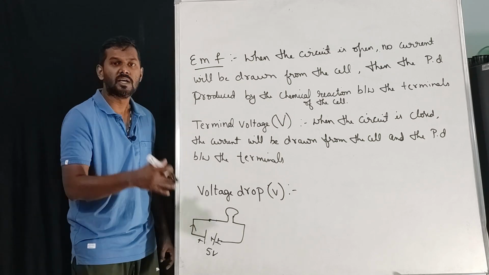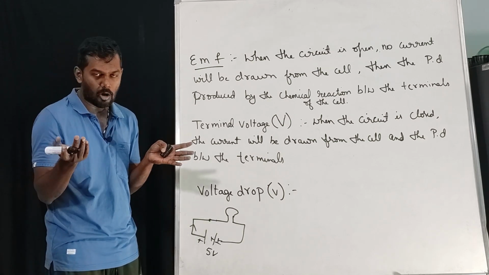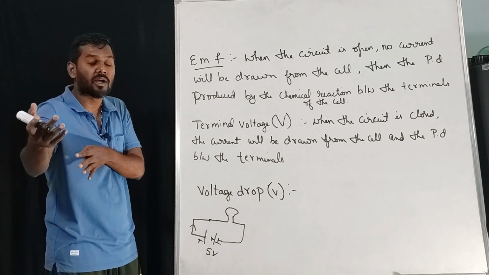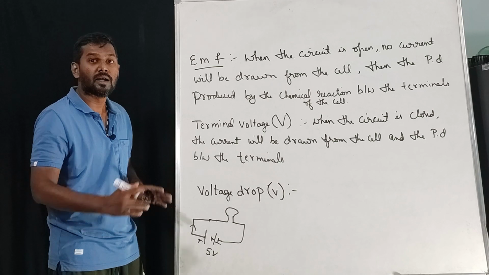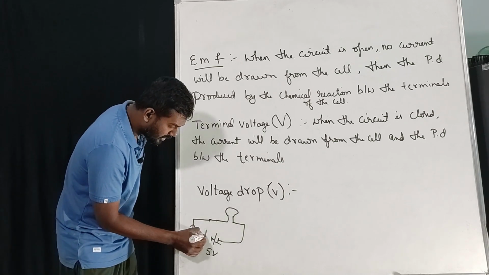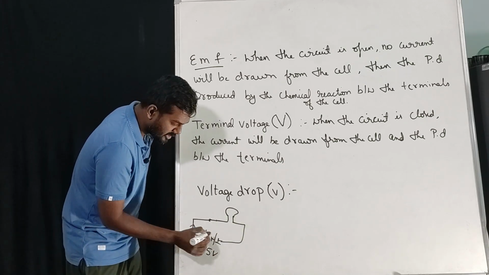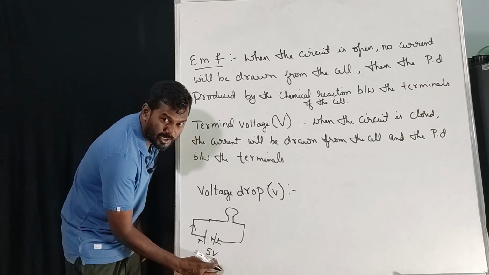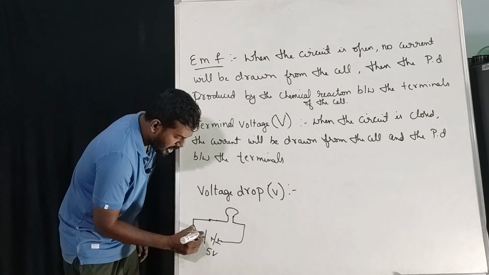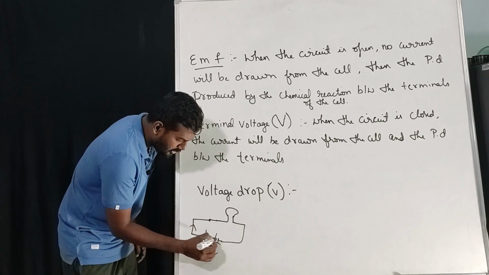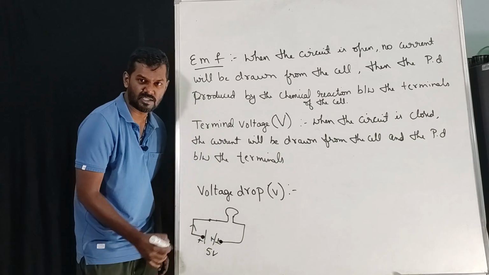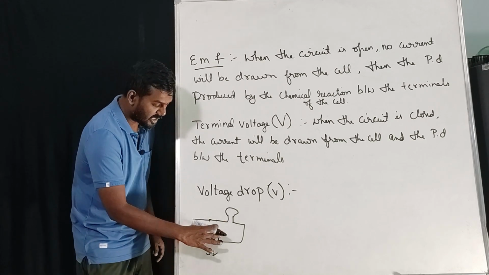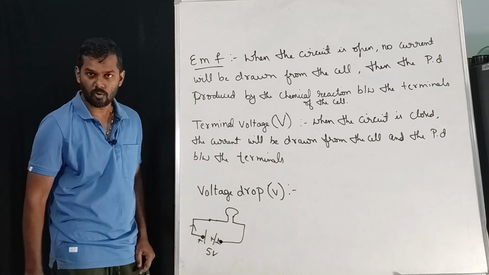Because of this resistance, some voltage will be lost. After losing that voltage, how much voltage is left? That left voltage is called terminal voltage, the voltage between these terminals, positive and negative. Between these two, whatever the voltage is there, that is EMF. Whatever voltage is left after losing the voltage will be terminal voltage.